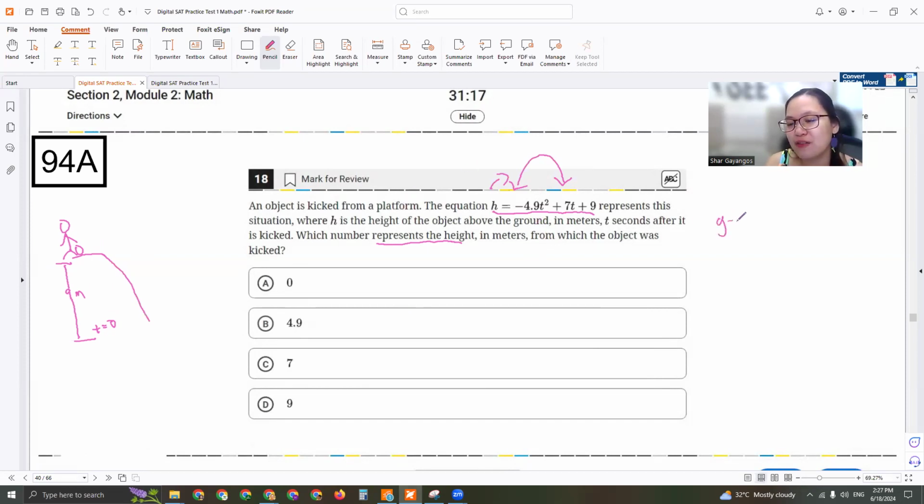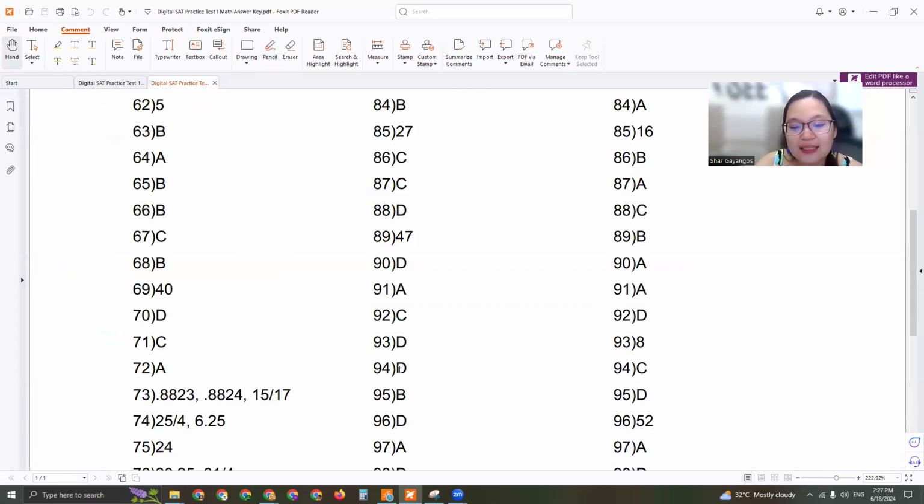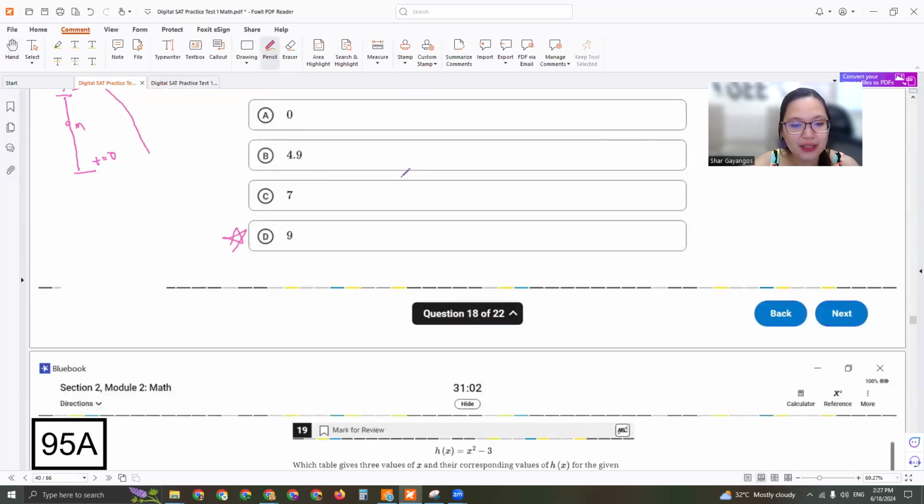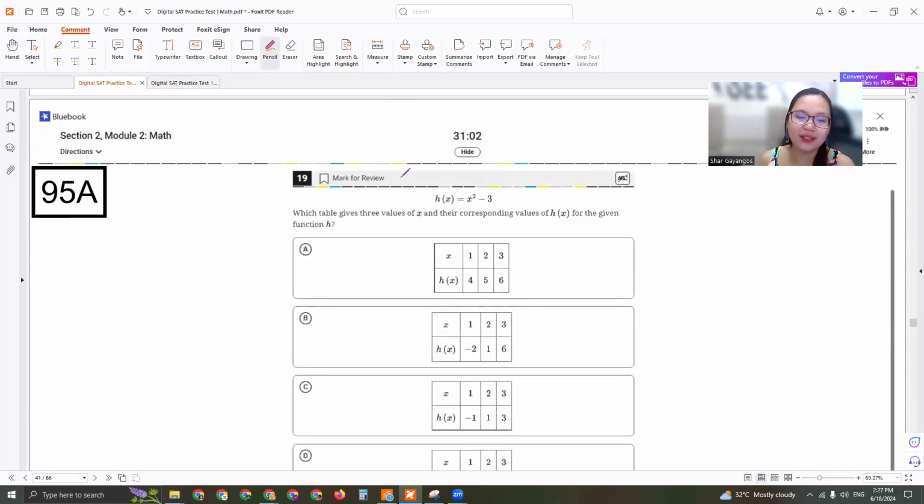So we're looking for the y-intercept for problems like this. And this is why D is the correct answer. And we can double check. 94 is D, correct. All right. Let's continue with 95.